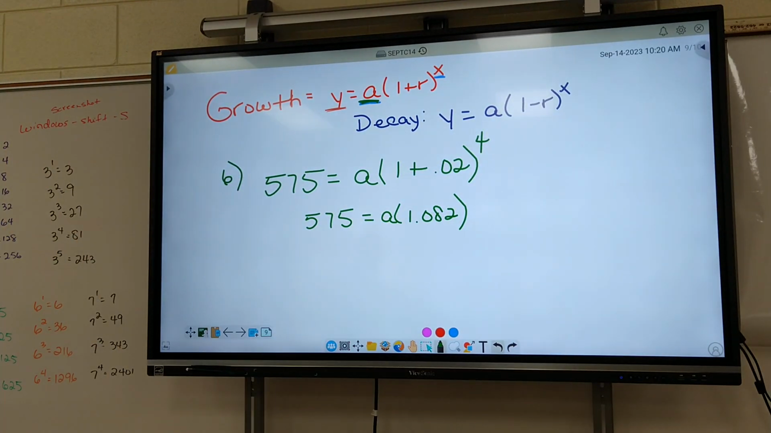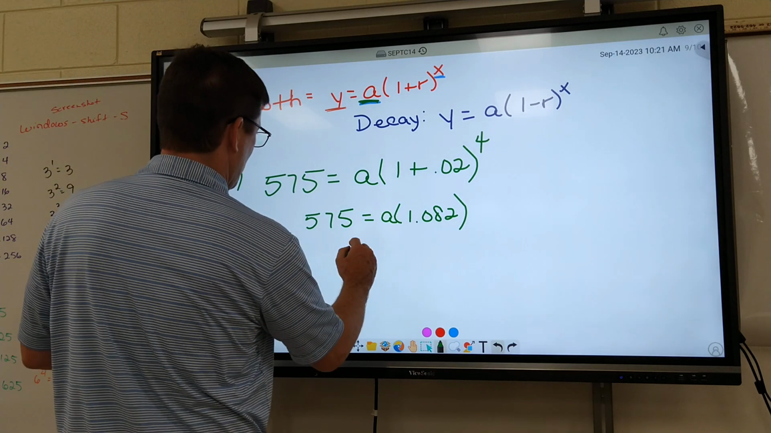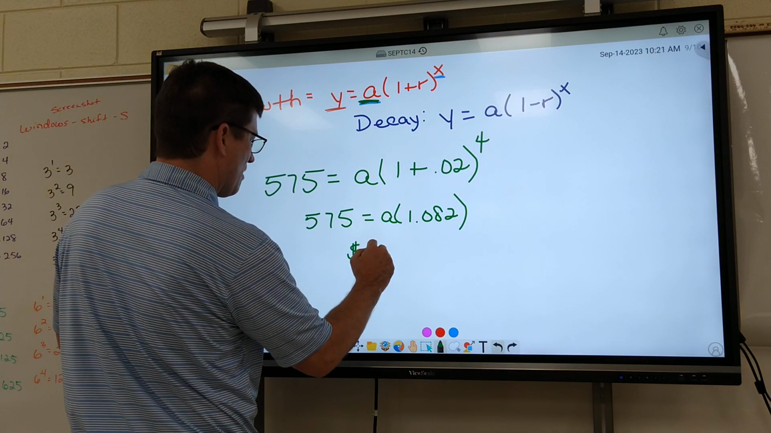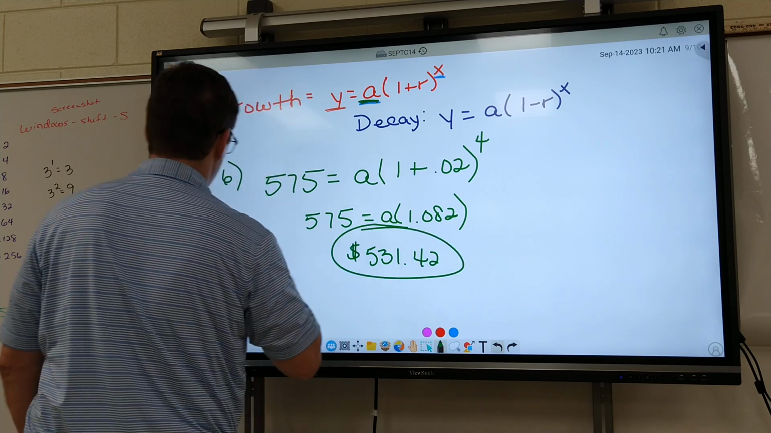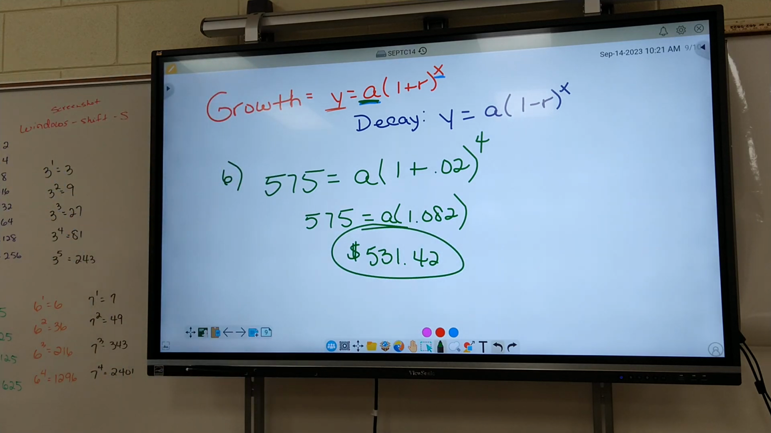All right, what's the last step? Divide it. So I got 575 on top over 1.082. All right, this is money, so we're going to round it. I got $531.42. Did I mess up somewhere? Are we good? Got same thing. Good.